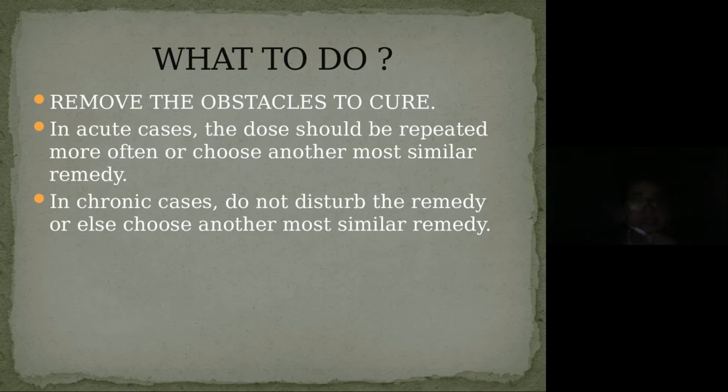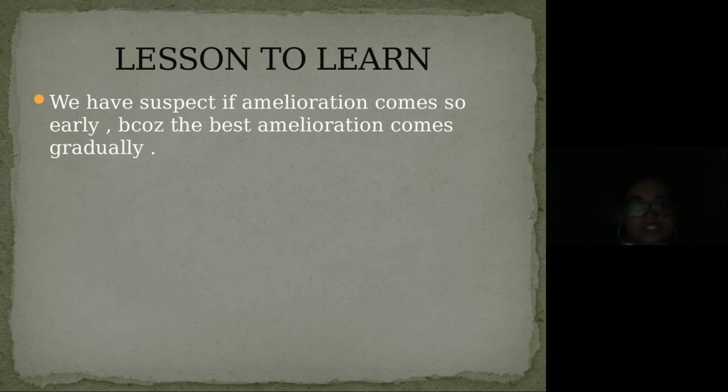In acute cases, the dose should be repeated more often or another more similar remedy chosen. In chronic cases, do not disturb the remedy if there is relief to the patient, or else choose another more similar remedy. So now, what is the lesson we learn from the sixth observation? We have to suspect if amelioration comes too early, because the best amelioration comes gradually. That is observation three. That is the lesson we learn from the sixth observation: always, the best amelioration comes gradually.